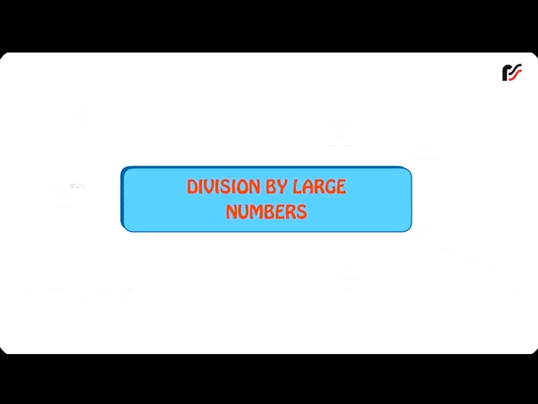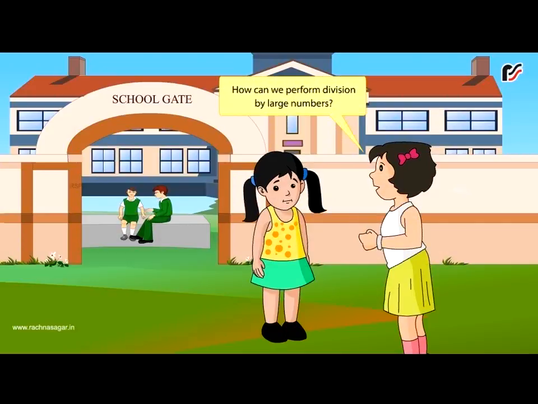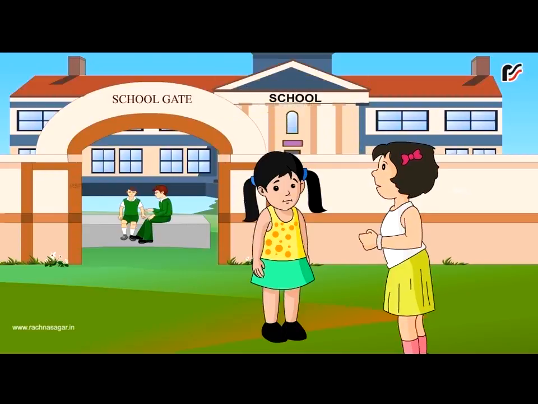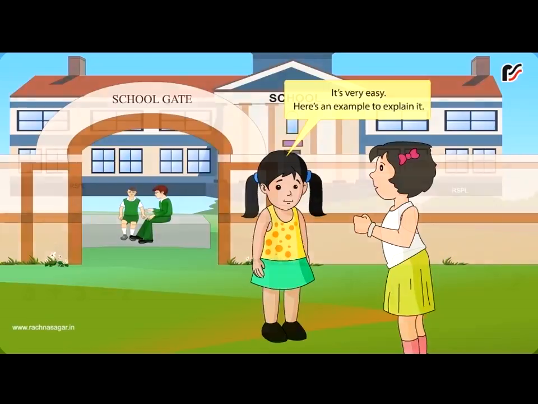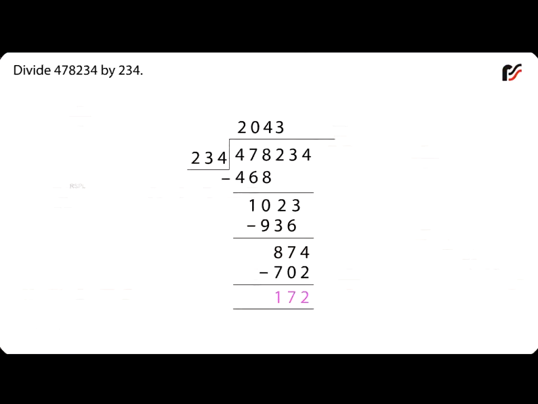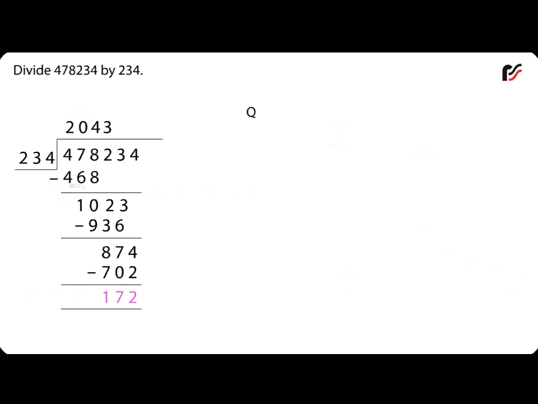Division by large numbers. How can we perform division by large numbers? It's very easy. Here is an example to explain it. Divide 4,78,234 by 234. Quotient is equal to 2043. Remainder is equal to 172.